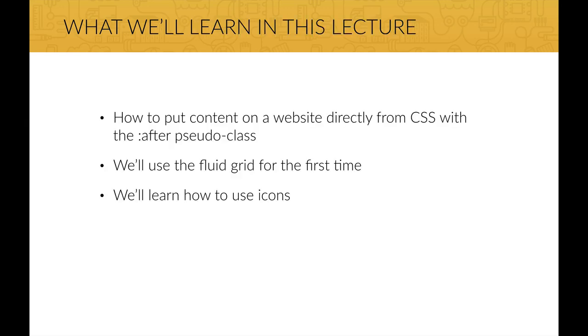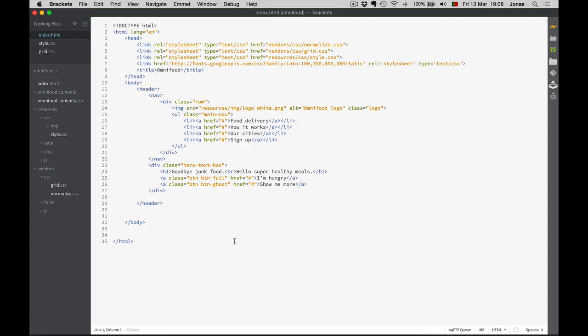So in this lecture, we'll learn some new things. We'll learn how to put content on a website directly from CSS with the After pseudo class. We'll use the Fluid Grid for the first time in order to build the 4 features columns. And we'll also use beautiful icons in those columns as well. So, let's go. This is where we left our project after the last lecture.